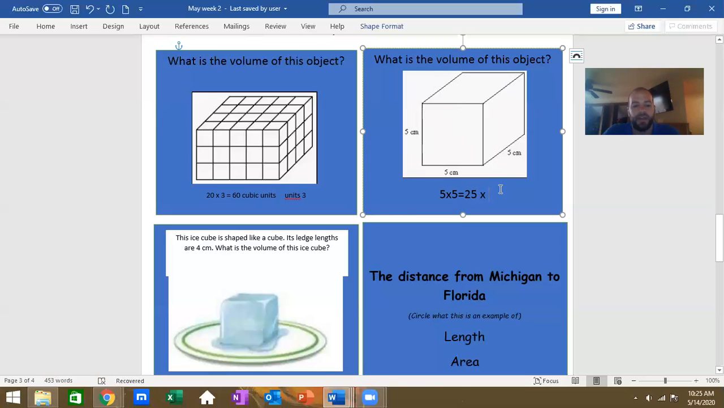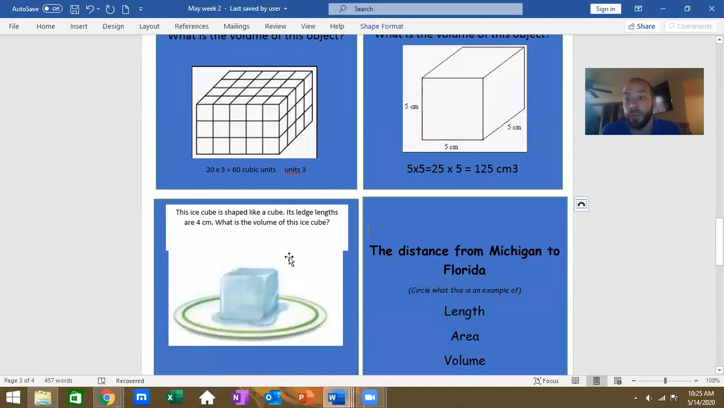So 4 times 25 is 100. So 5 times 25 is 125. And we're going to call that centimeters cubed, or cubic centimeters. Just like those are cubic units. All that means is 1 is a cube. That's all it means.